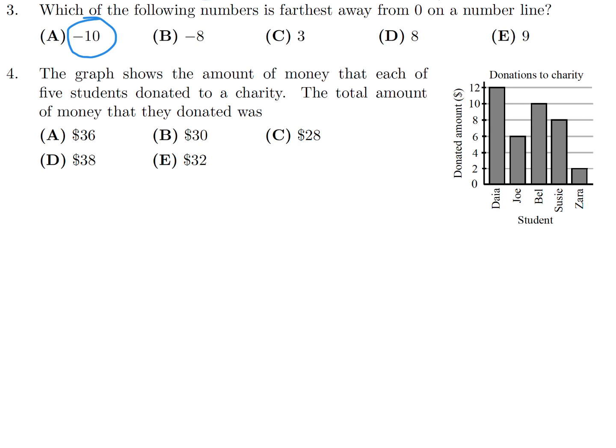The graph shows the amount of money that each of the 5 students donated to charity. The total amount of money they donated was, so I guess we have to add it. So 12 plus 6 plus 10 plus 8 plus 2. And when you add all that up, it's 38. So that would be D.